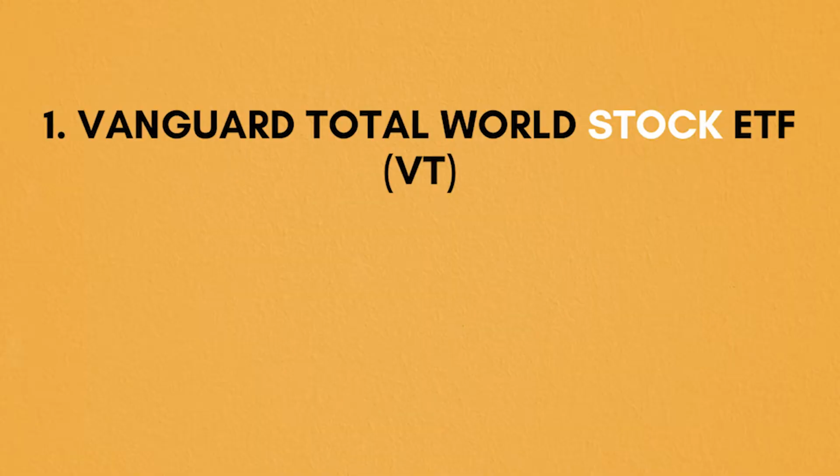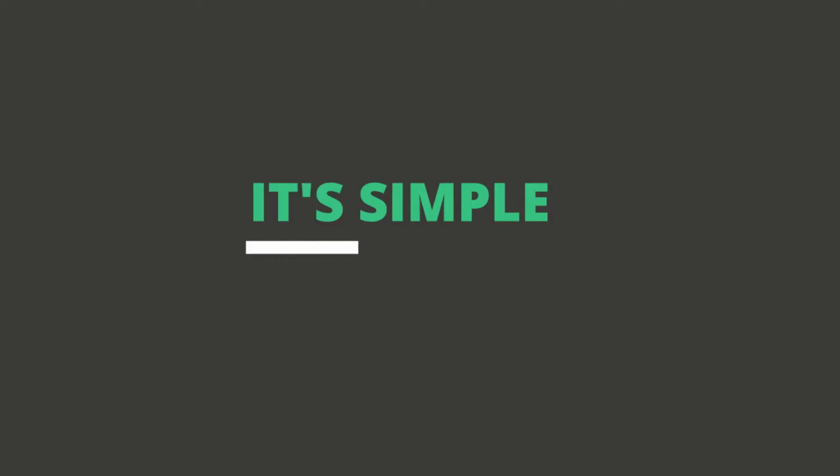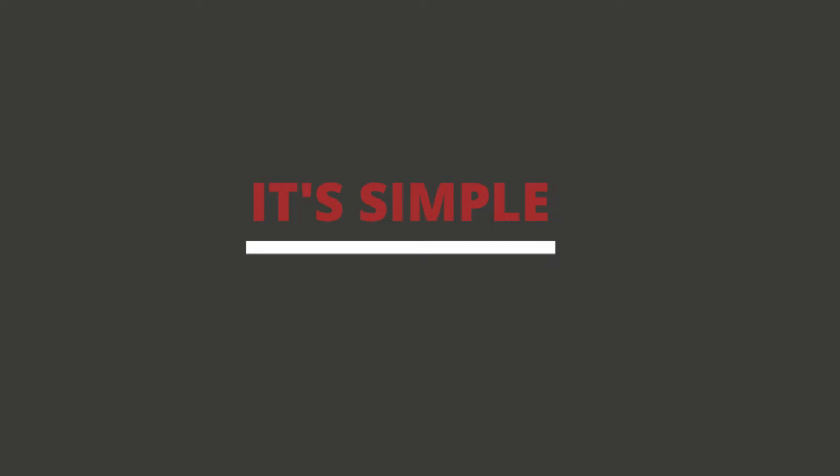The 2 ETF portfolio is also an extremely low cost solution with both ETFs having an expense ratio of below 0.1%. The 2 ETFs in this portfolio are the Vanguard Total World Stock ETF, which has an expense ratio of just 0.07%, and the Vanguard Total World Bond ETF, which has an expense ratio of just 0.06%. Which means if you invested $10,000 into a portfolio of 50% equities and 50% bonds, you would pay just $6.50 a year. And most importantly, the 2 ETF portfolio is simple.